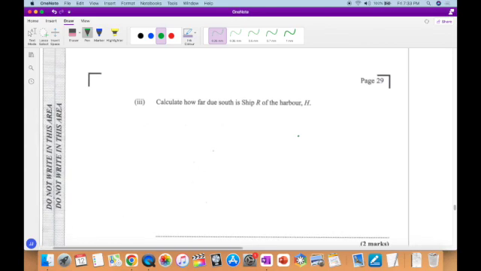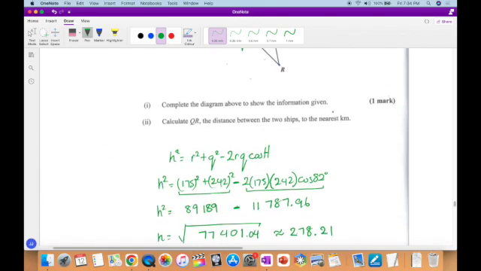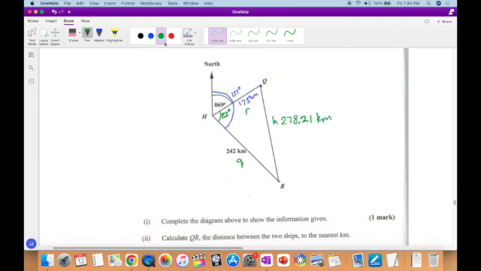Calculate how far due south is ship R of the harbor from the harbor H. So how far south? When we go south, we go this direction. Is this ship R? So we're talking about a 90-degree angle here, and this is south, of course. So how far south is this ship R from the harbor? Due south. So that means that I want this distance here.